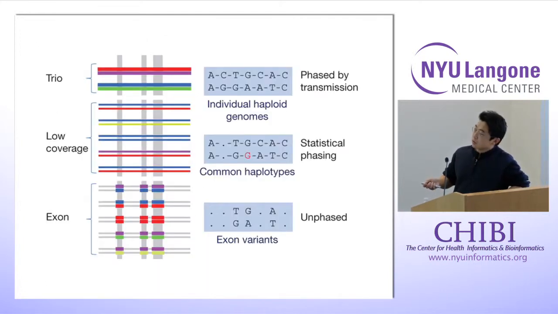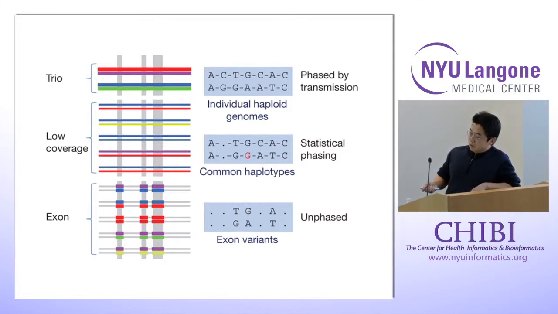This cartoon shows the different data sets. For the trio, the coverage is really high, and the SNPs are phased, meaning the haplotype of the SNPs shows which SNPs come from which parent. For the low coverage, 2 to 6x, about 200 samples, the coverage is really low. For the SNPs, the phasing uses statistical models, and the haplotype blocks are relatively smaller.